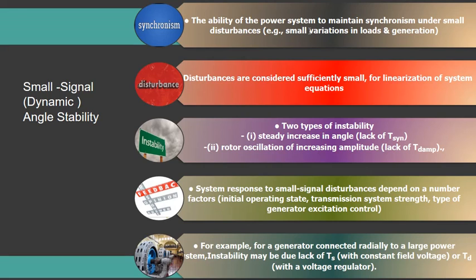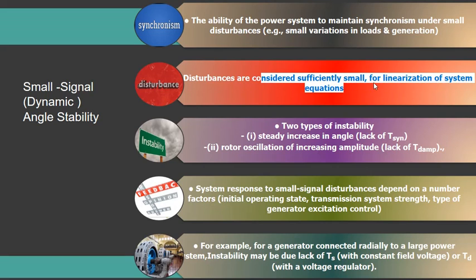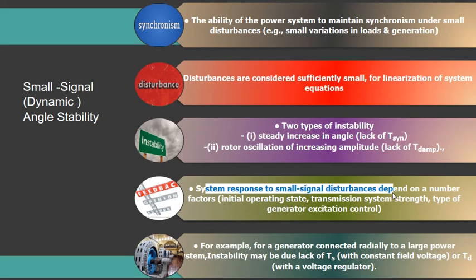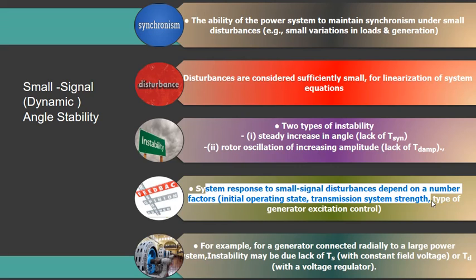So the power system may lose its synchronism, and it should be brought back and should maintain synchronism under very small disturbances. Disturbances are considered sufficiently small for linearization of the system equations. The two types of instability are lack of synchronizing torque and lack of damping torque. Lack of damping torque is due to rotor oscillation of increasing amplitude, and the other is the loss of synchronizing torque. The system responds to the small signal disturbance depending on a number of factors.